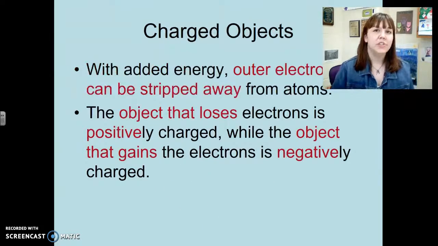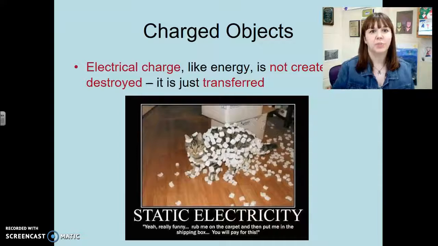When we add energy to an atom, we can get those electrons to jump, either a valence level or jump completely out of the atom itself. The object, whether it's an atom or an entire object itself, that loses an electron or loses a group of electrons ends up positively charged, while the object or the atom that gains the electrons is negatively charged.